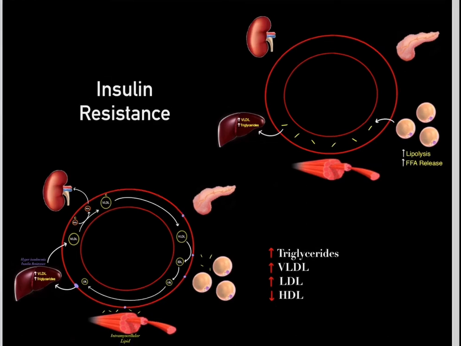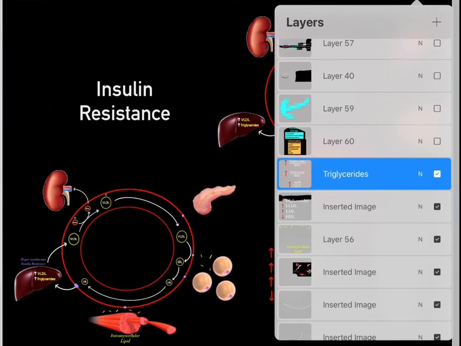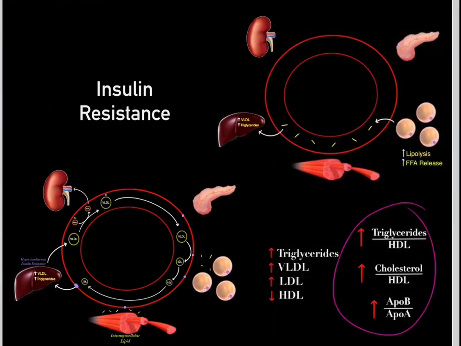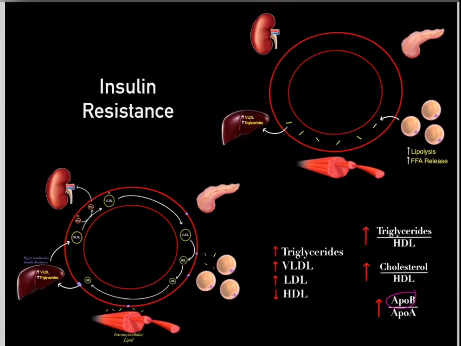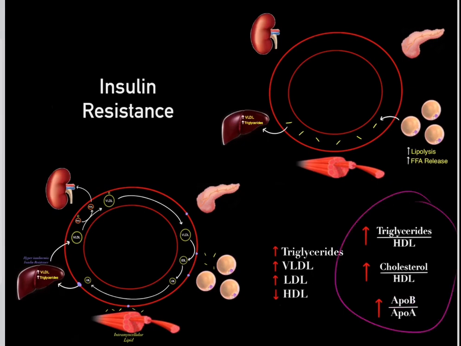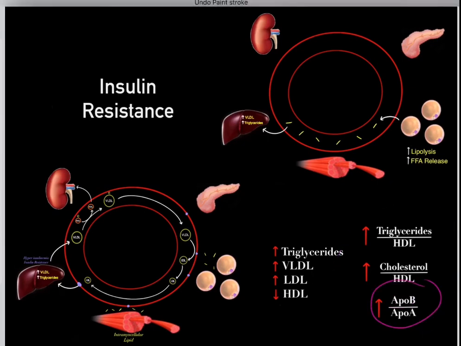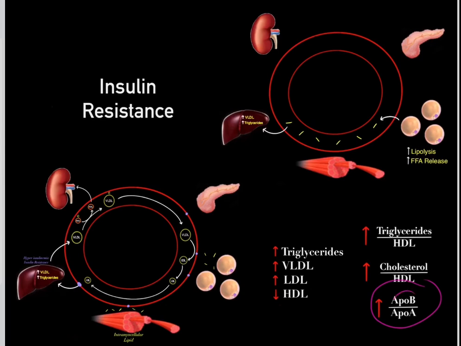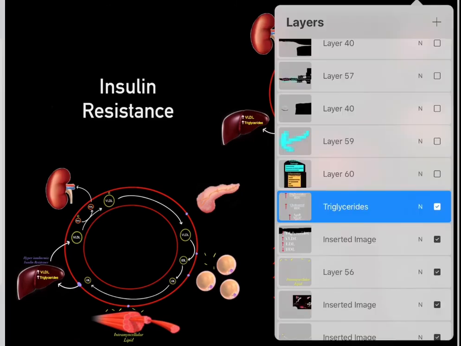Also, what's important to realize is these individual biomarkers really aren't that useful. And in fact, it's these ratios that are much more powerful. For example, the ratio of triglycerides to HDL, the ratio of cholesterol to HDL, and the ratio of ApoB to ApoA, which is essentially the ratio of LDL to HDL. And in fact, it's these ratios that are a much stronger predictor of long-term outcomes. For example, this ratio of ApoB to ApoA, the ratio of LDL to HDL, is an extremely strong predictor of long-term cardiovascular outcomes.